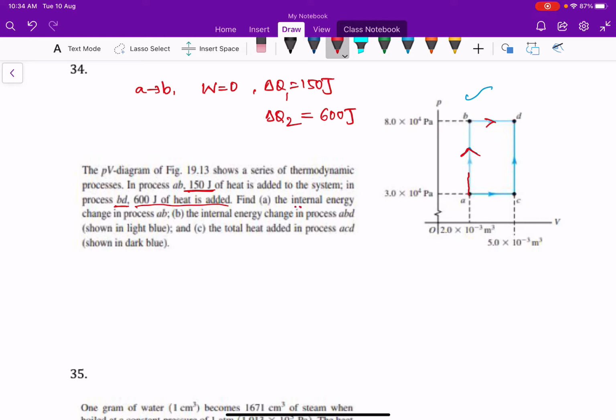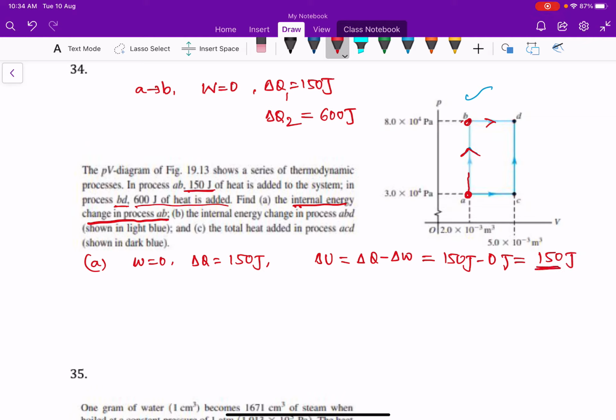And find the internal energy change in process A to B. In process A to B, what is the change in internal energy? In process A to B, work done is equal to 0 and the amount of heat supplied is equal to 150 joules. So change in internal energy, from the first law of thermodynamics, is delta Q minus delta W, that is 150 joules minus 0 joules, since work done is equal to 0. So delta U equals 150 joules for the process A to B.